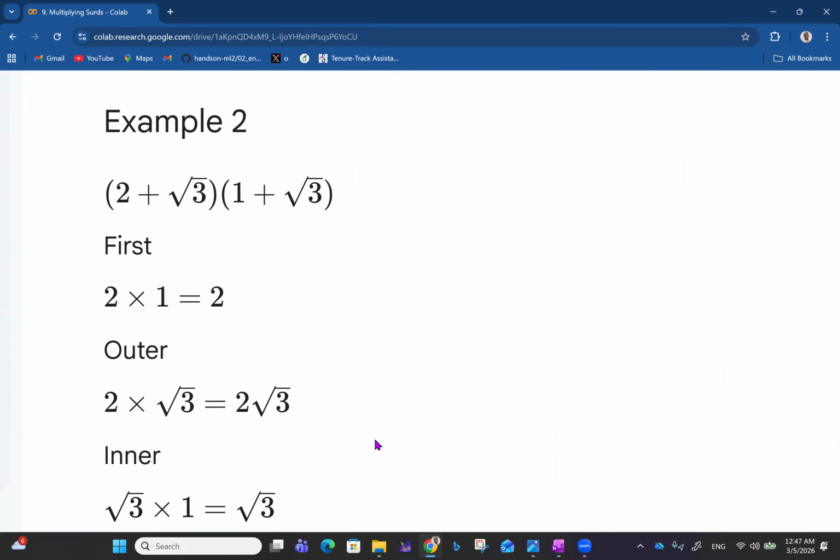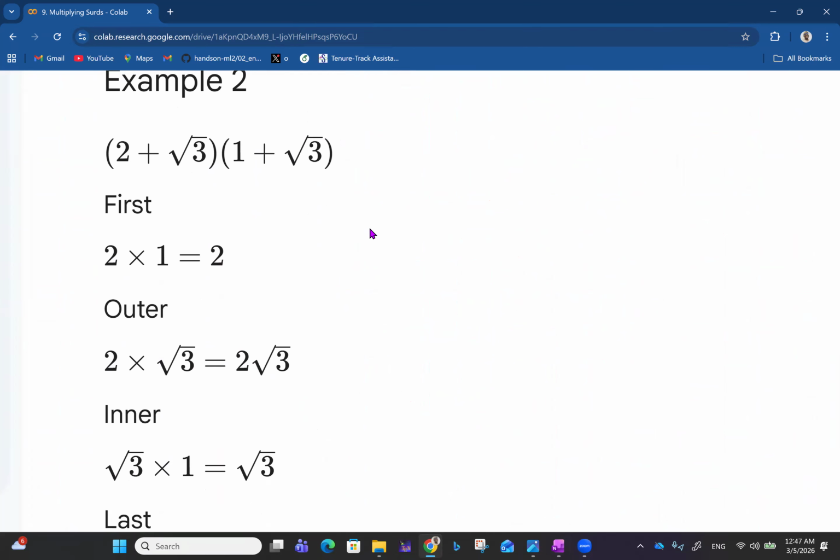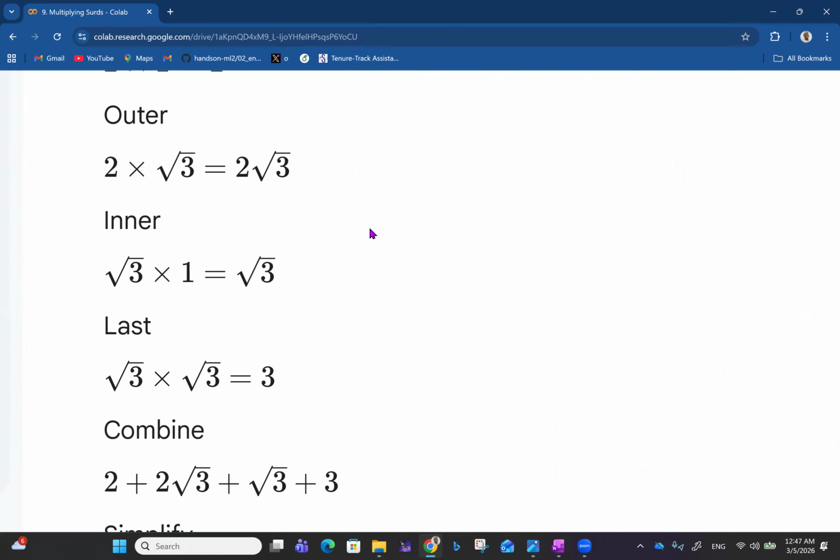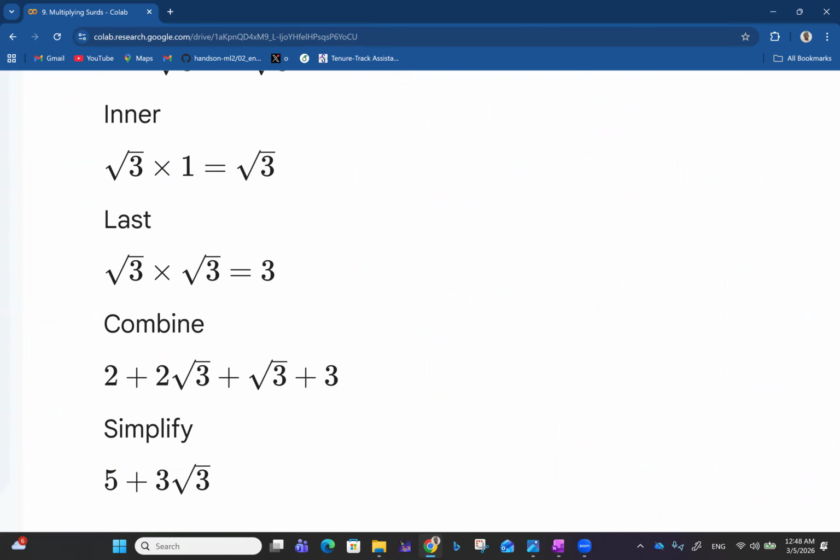Okay, so we have 2 plus root 3 into 1 plus root 3. So that's 2 times 1, 2. 2 times root 3, that's 2 root 3. Root 3 times 1, that's root 3. Root 3 times root 3 is root 9, which is 3 actually. So if you put everything together, you have 2 plus 2 root 3 plus root 3 plus 3.